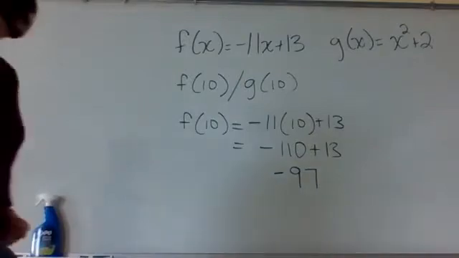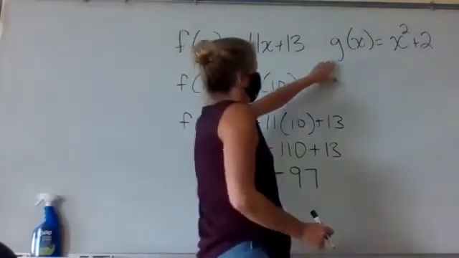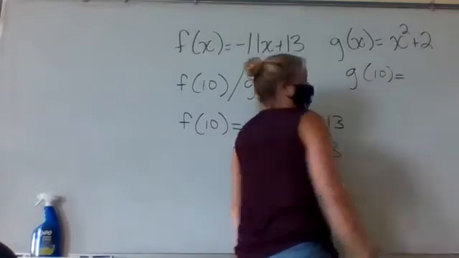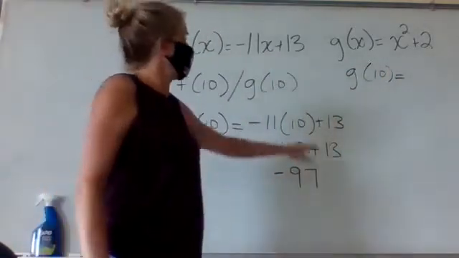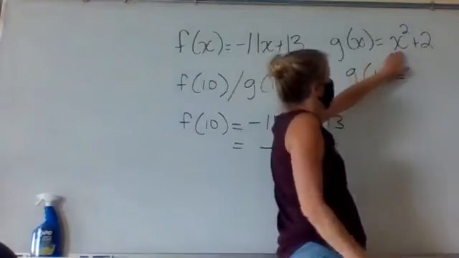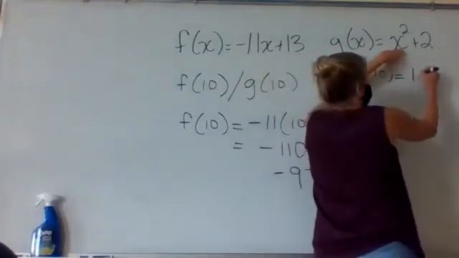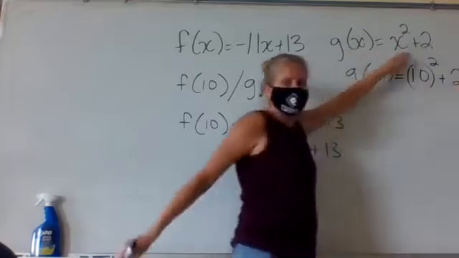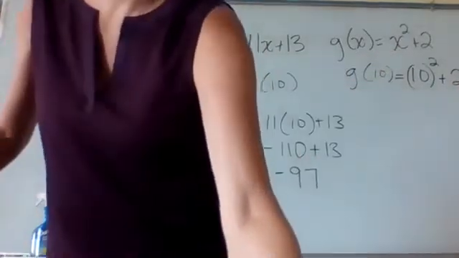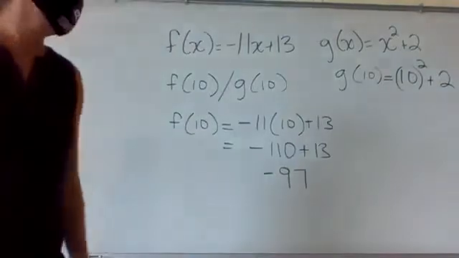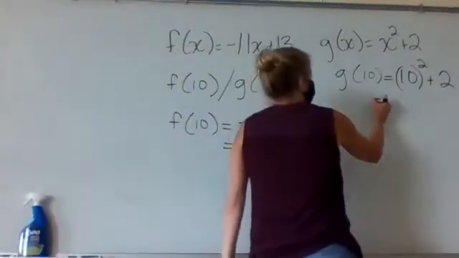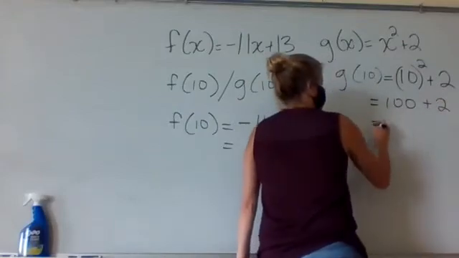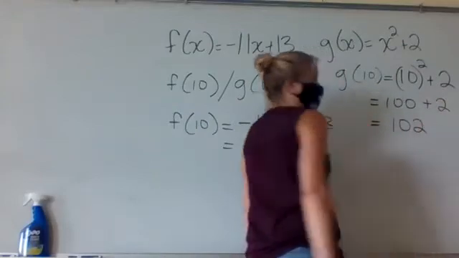So now let's find g of 10. So this means to go to my g function here and replace its x with a 10. So I'll have 10 squared plus 2. 10 squared gives me 100. Bring down my plus 2 to get 102.